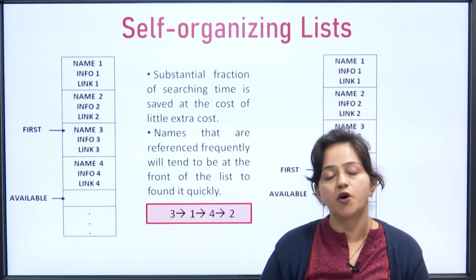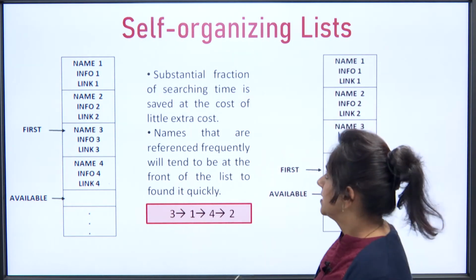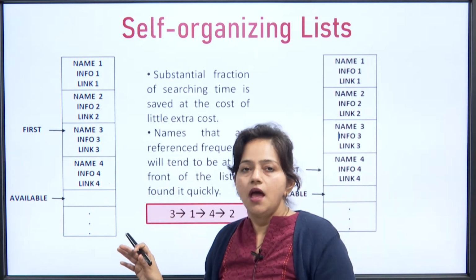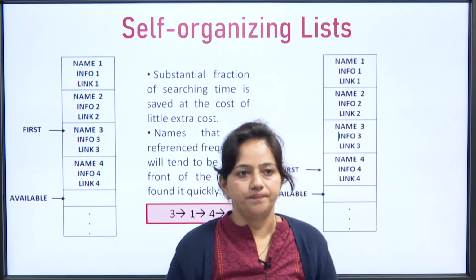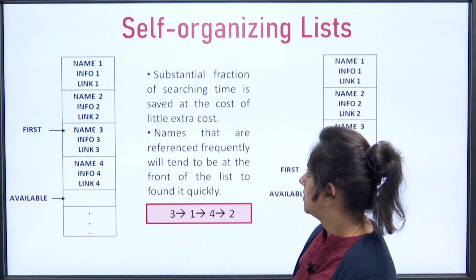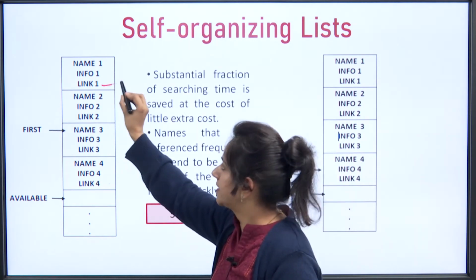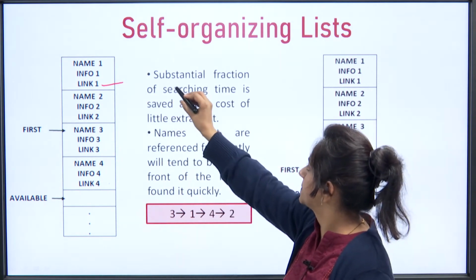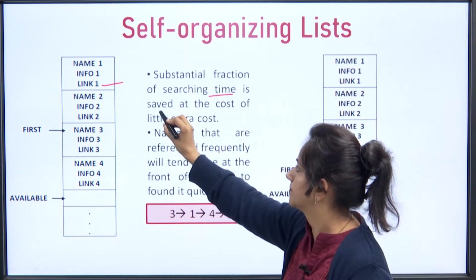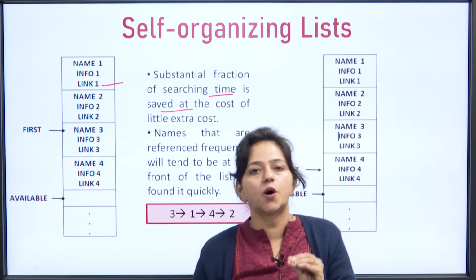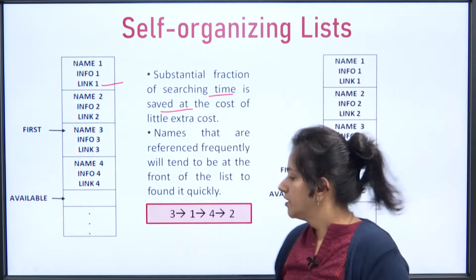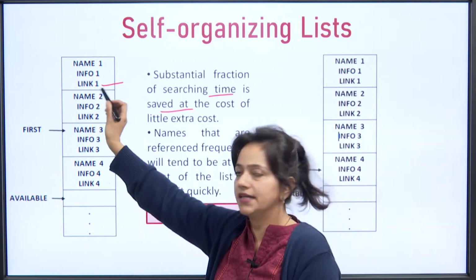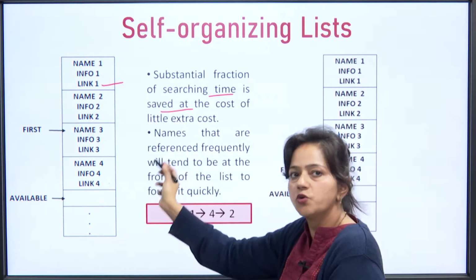Now, next is the self-organizing list. In a self-organizing list, we just add one extra pointer, and this will increase the cost. We add one extra field, that is link, and by adding this field a substantial fraction of searching time is saved. So we are just adding one small piece of information, the link field. In the previous data structure we have name and information; here we have added one more field, link, and link will store the pointer to the next node.